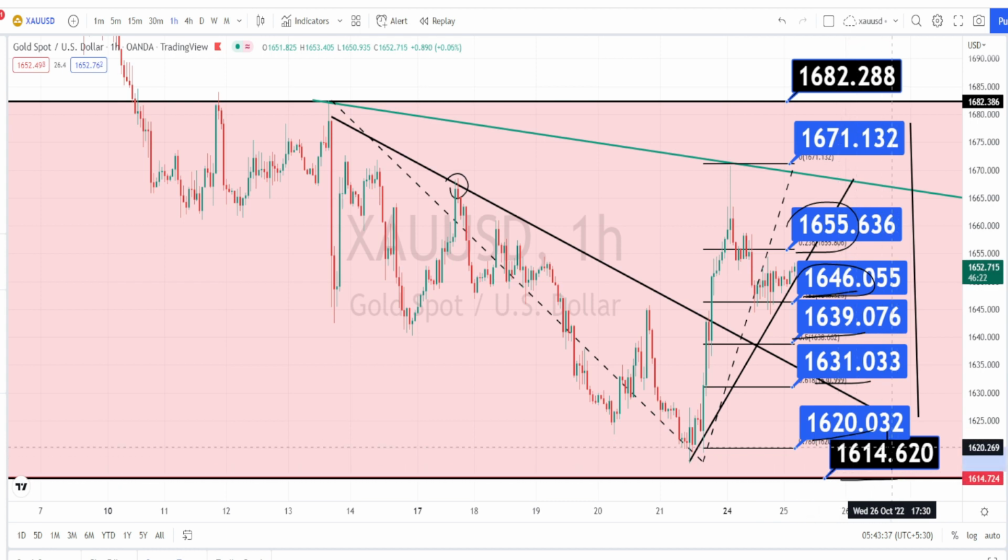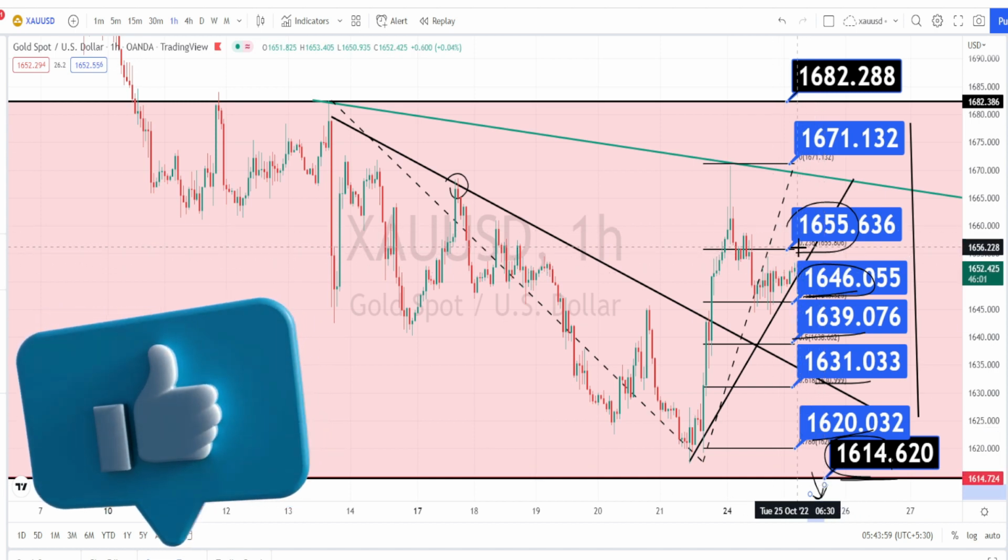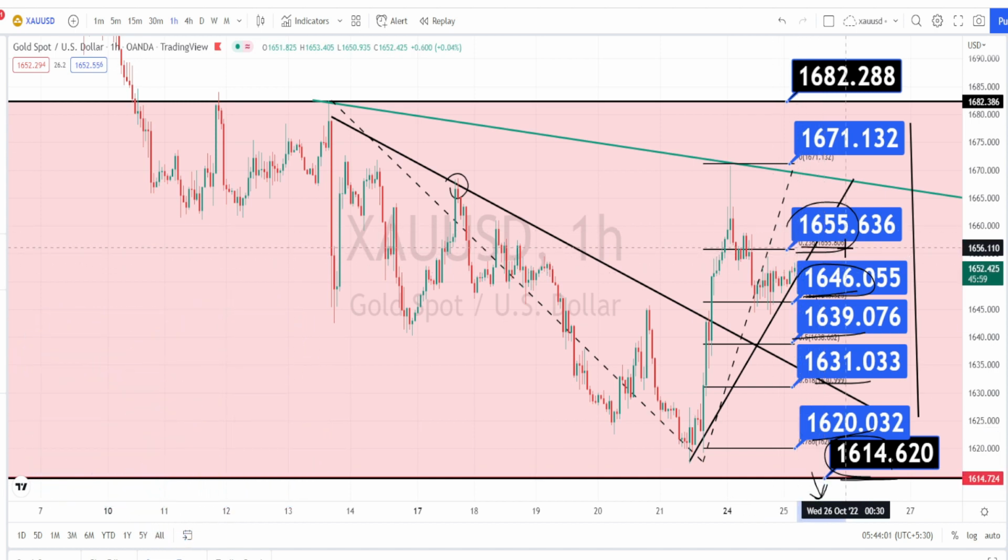And only when the price action breaks the support level, which is from the daily time frame, we can expect the start of the bearish trend in hourly time frame also. And if the price action breaks the resistance level of 1655, next level of resistance is going to be around 1671 and 1682. Let us do the analysis in 30 minutes time frame.